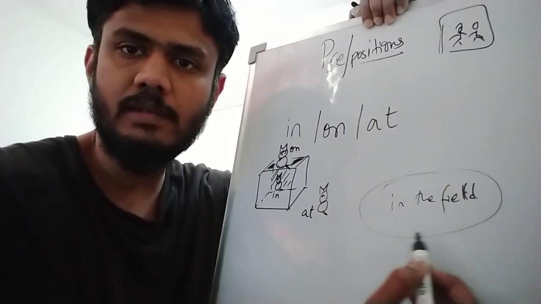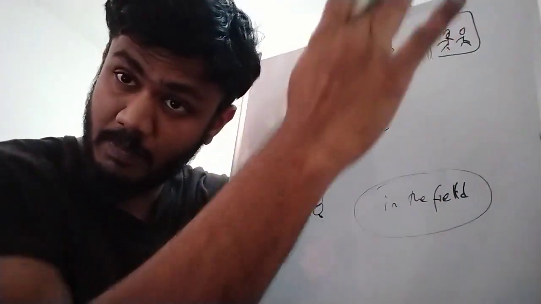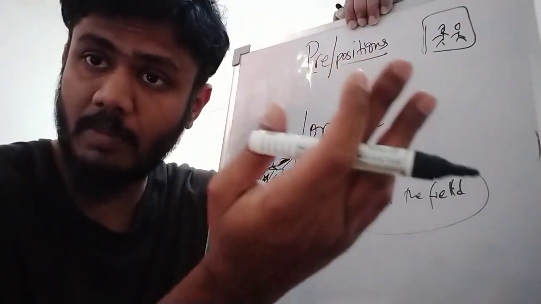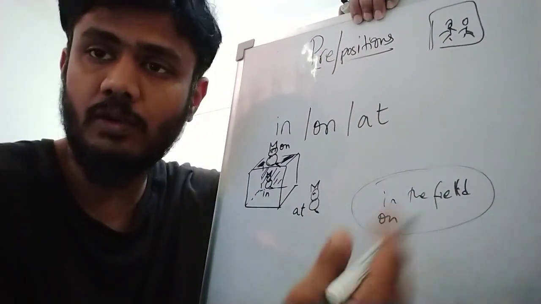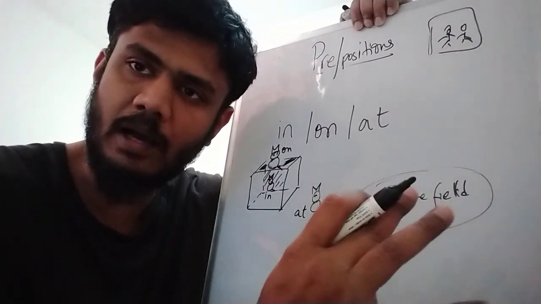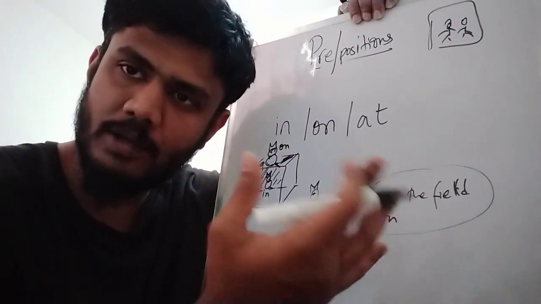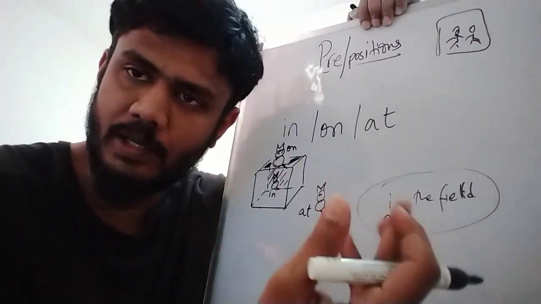Because it's surrounded by a boundary. But if it's a big field and you can't see where the boundary ends, then you can also possibly say on the field, right? He's on the field. So a lot of times, prepositions in and on can be used interchangeably, and you need to understand why someone is saying a particular thing.